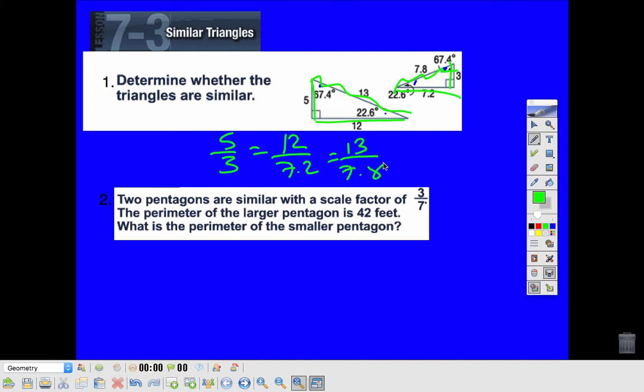Okay, do your division, and you get 1.6 repeated for all of them. So we can definitely say that they are similar.